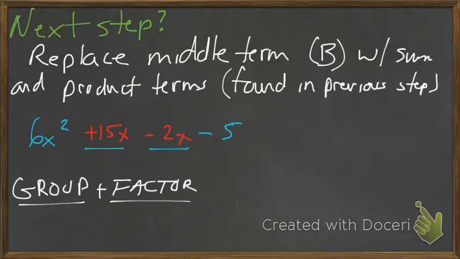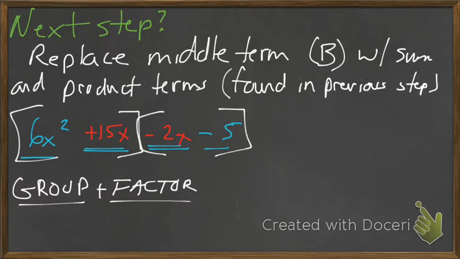Okay, so now we have positive 6x squared plus 15x, subtract 2x, minus 5. What we're going to do now is group these. Group the first two terms and group the second two terms. Now we're going to try to factor out. I can't factor anything here, so that's not going to factor. What about 6x and positive 15x? I'm pretty sure 3 can go into both of these, right?